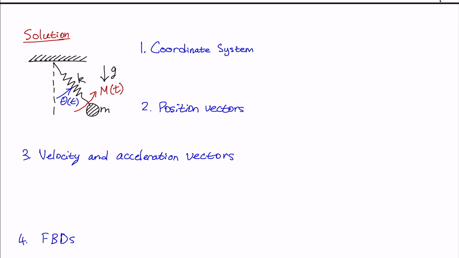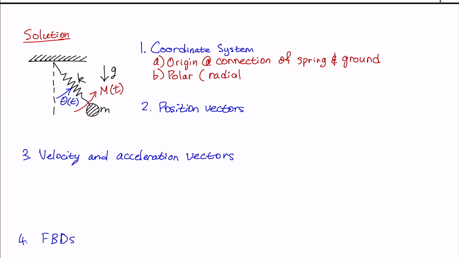So we're going to put a polar coordinate. Well, first we'll say that our origin is going to be at the ground. We'll put an origin at, well, let's say the connection of the spring or the wire to the ground, which is the point of rotation. So whenever you're using polar, you have to put the coordinate system at the point of rotation. If you're using Cartesian, you can put your coordinate system or your origin wherever you want. And we say we're going to use a polar coordinate system. Polar, also known as radial and transverse.